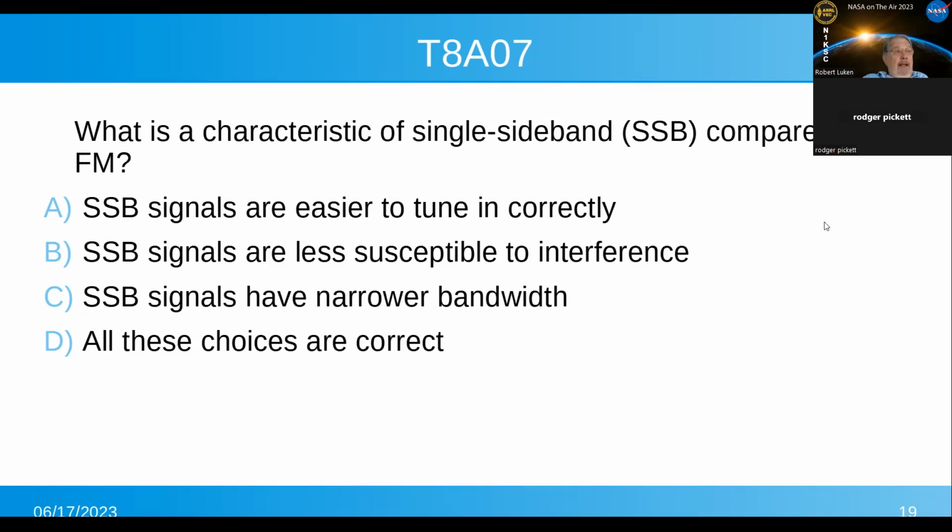I'll give you a clue. It's definitely A. I don't believe it either. I'll pick Charlie. Yeah, Charlie or Delta. Yeah, Charlie, because A is not true. Oh, that's true. And SSB signals are not less susceptible to interference than FM. In fact, that's one of the reasons to use FM, because they're not susceptible to amplitude modulation noise, which is what most man-made noise is.